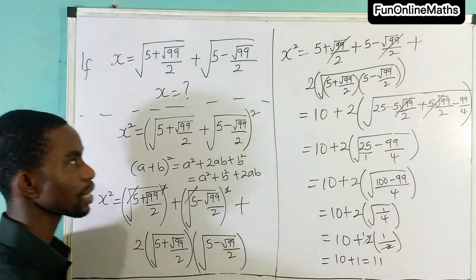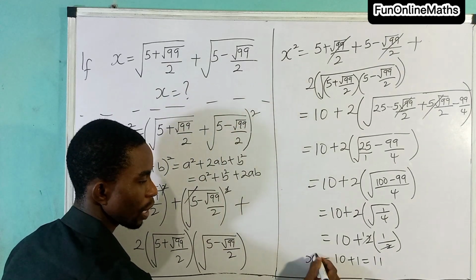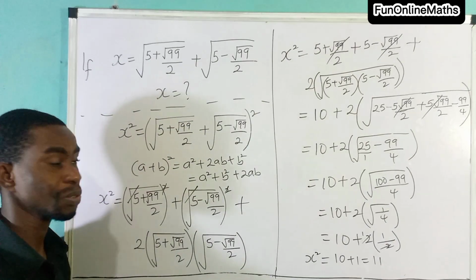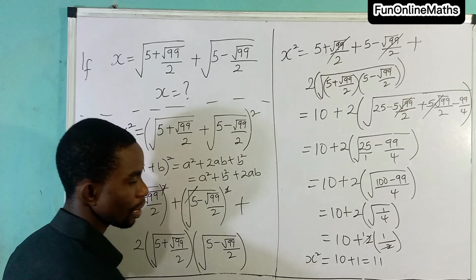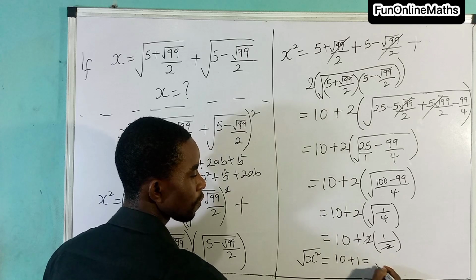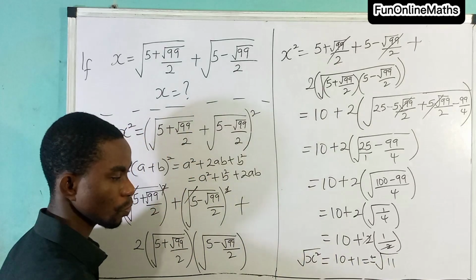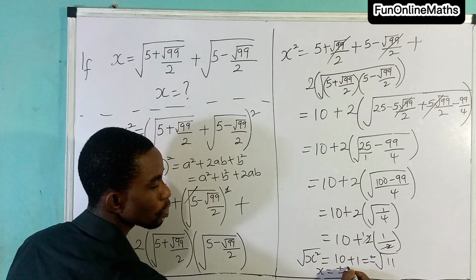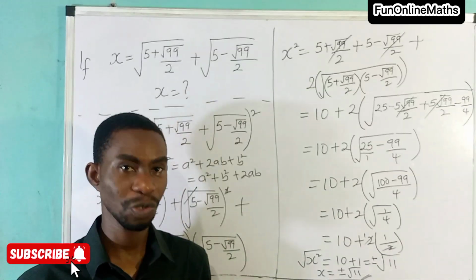Is that our final answer? Remember, we have x squared here. The question says we should look for x, not x squared. So to get the value of x, we'll take the square root of both sides. If I take the square root of this side and the square root of 11 also, it will be a positive or a negative square root. So x should be equal to a positive or a negative root of 11. That is the final solution.